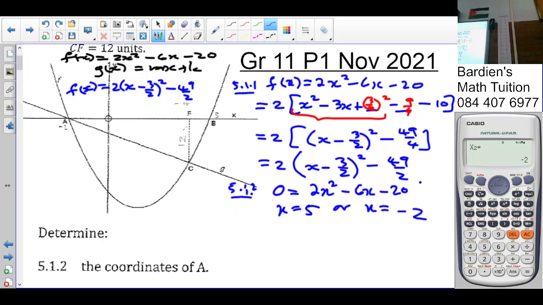Did we answer the question? No, what's the question? Coordinates of A. So therefore, A is going to be negative 2 and 0. Of course, that is where 5 is going to be, which is your other x-intercept.